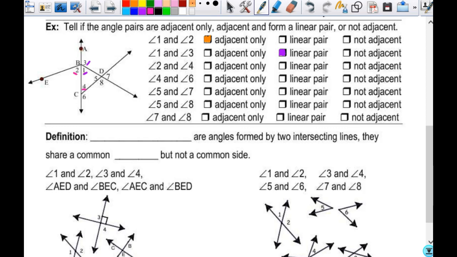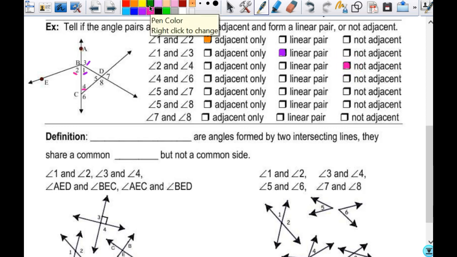If they're not adjacent, is it possible they could be a linear pair? No, because linear pairs are adjacent, right? So if you decide they're not adjacent, you don't even have to waste your time thinking about linear pair. Now, are they attached to the same line? Yeah, but that's not what linear pair means, okay? If they're not adjacent, they're not a linear pair either, because they don't share a vertex, okay? So not adjacent.